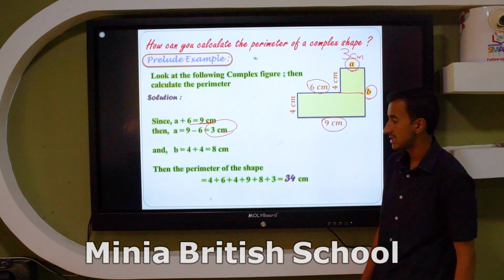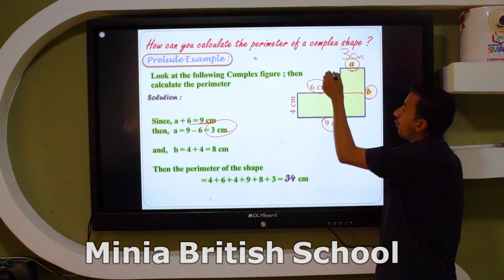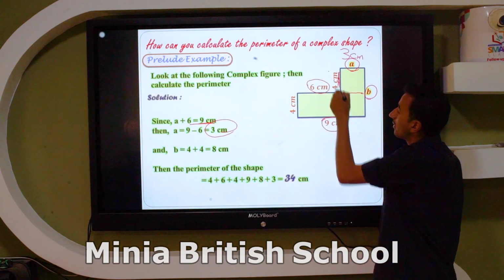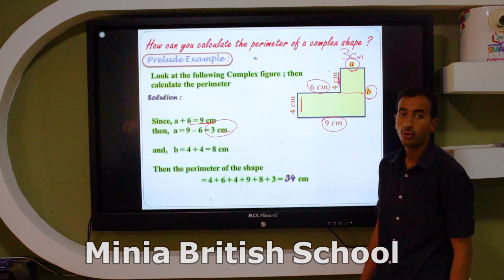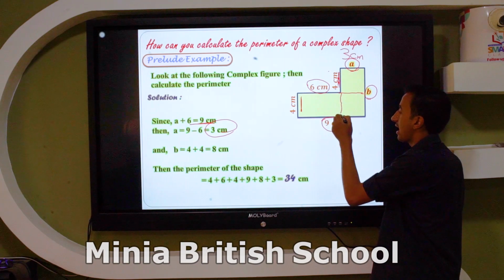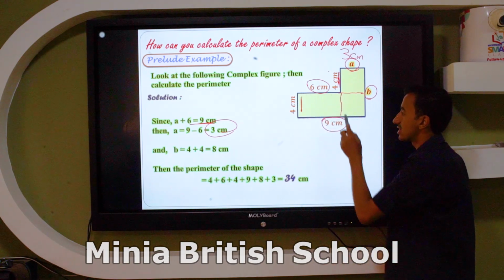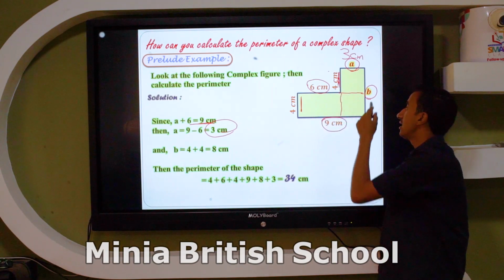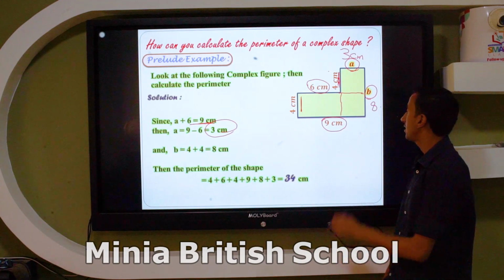And B is equal to 4 plus 4. You can match this line, and we know this line is equal to this line. 4 centimeters plus 4 centimeters is equal to 8 centimeters. So B is equal to 8 centimeters.